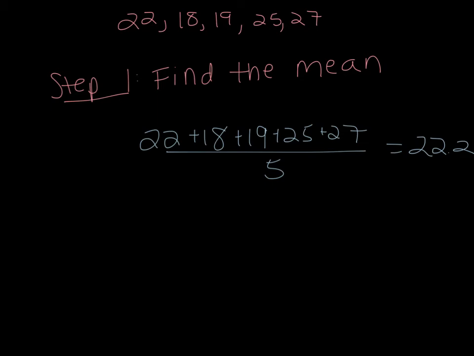This video shows you how to find the standard deviation of problem 1 on your homework. So the first step that we need to do in order to find the standard deviation is to find the mean of the data. So we're going to add all 5 data points up, divide by 5, and that's going to give us the mean of our data set, which is 22.2.